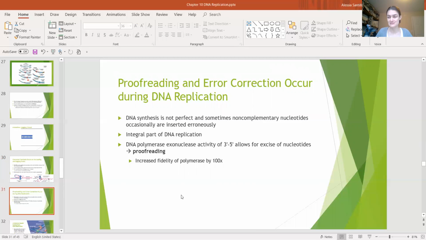So it's not a perfect process, DNA synthesis. Sometimes errors do occur, but when they do, for the most part, because DNA polymerase has proofreading activity by the epsilon subunit, it can go back and get rid of it. So this is all known as proofreading. It excises those bad nucleotides and fills them back up with the correct one. So this increases the fidelity of the polymerase by 100 times, and this severely decreases the amount of replication errors we have. This is really big. If we didn't have this proofreading ability, our errors would be off the charts. Just way too many errors, right?